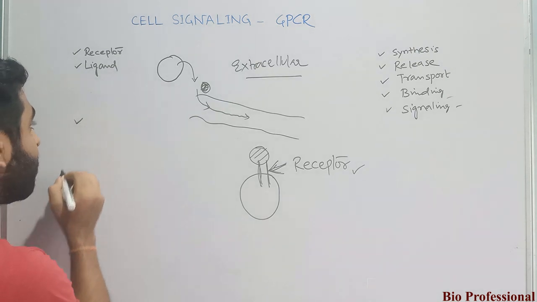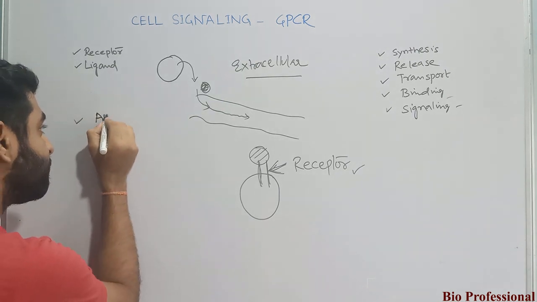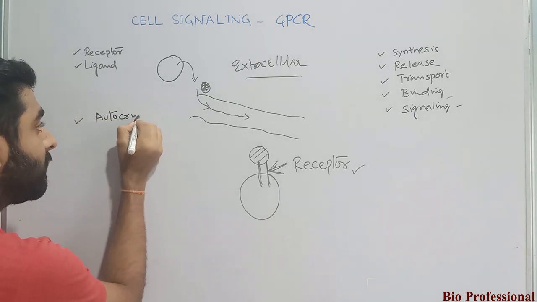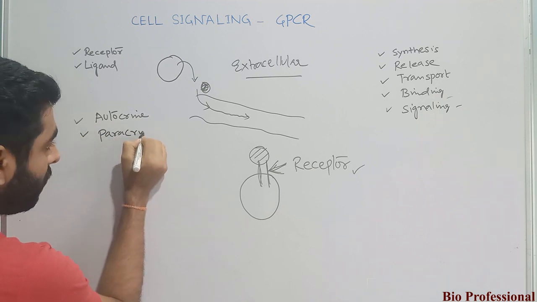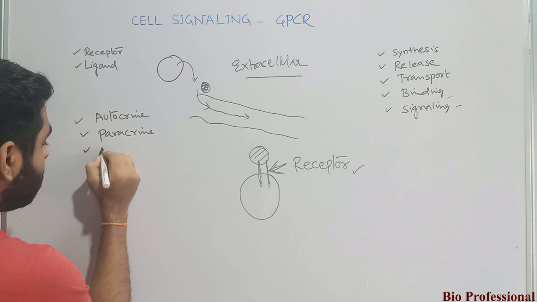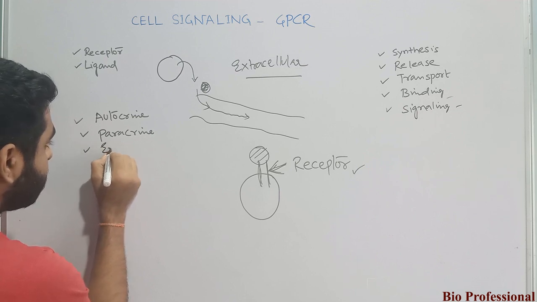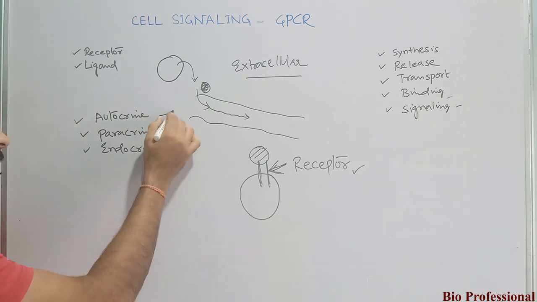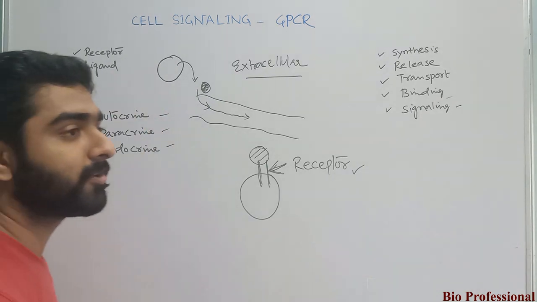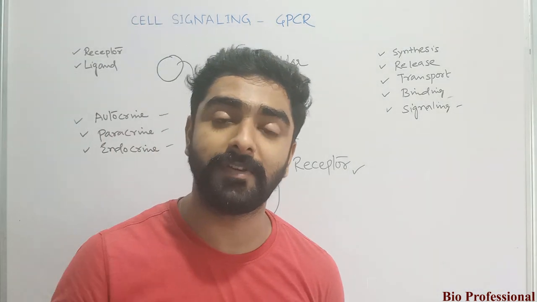We can call it autocrine signaling, then paracrine signaling, and then endocrine signaling. I am not going to describe all these processes because I already discussed them in my previous lecture.